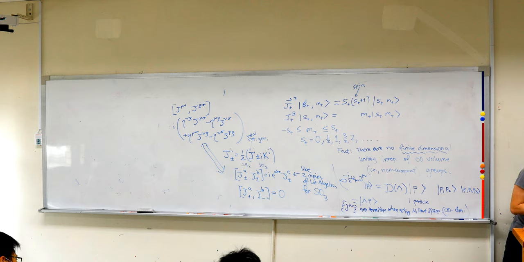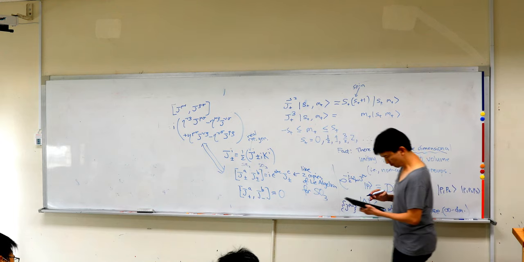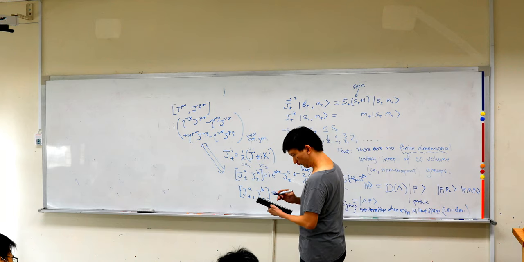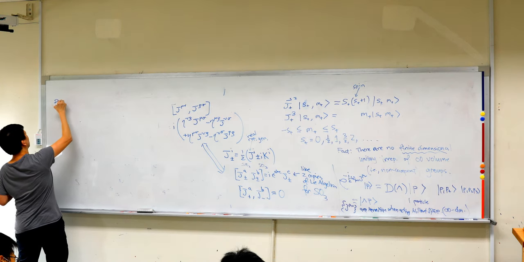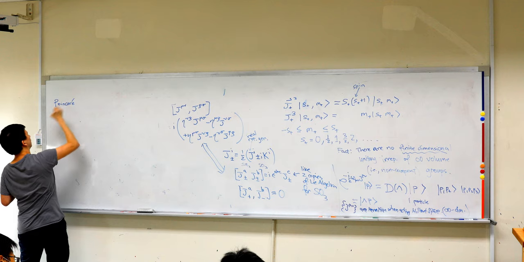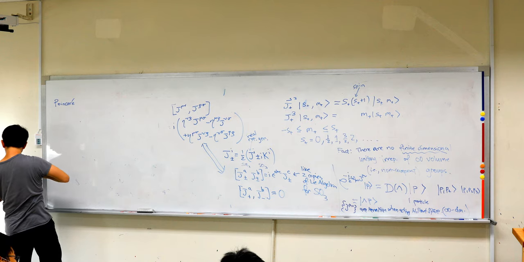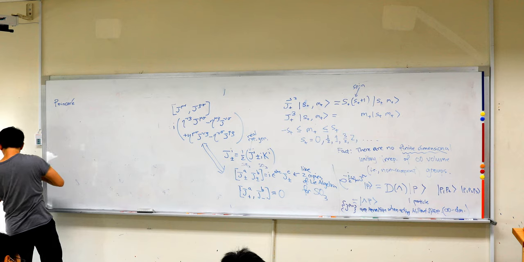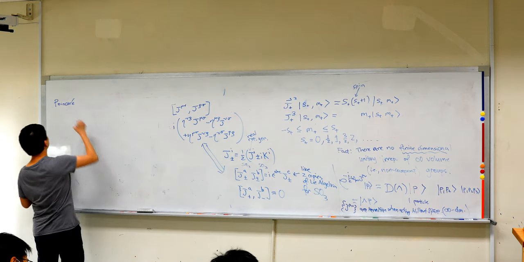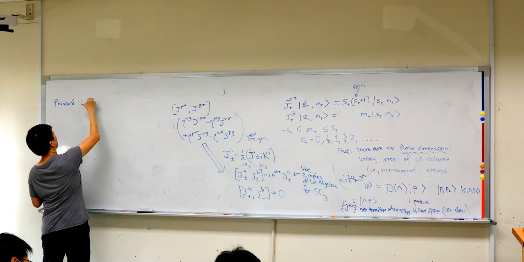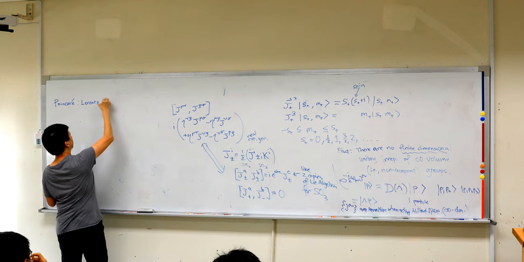First thing is that we need to also allow for, enlarge the group. So far we've been only talking about the Lorentz group. We need to enlarge the group to what's called the Poincare group. And the Poincare group is just Lorentz plus space-time translations.